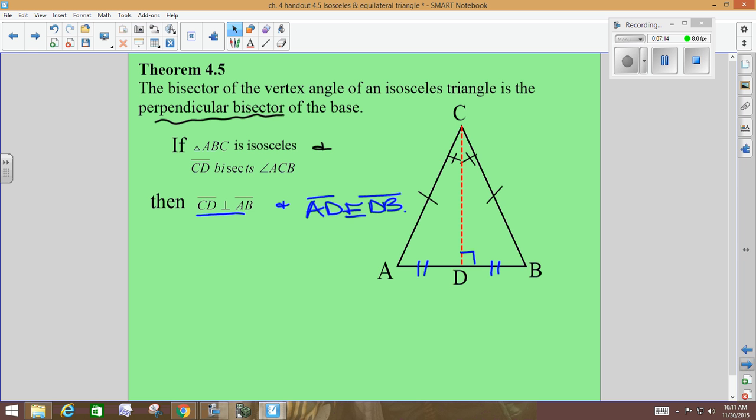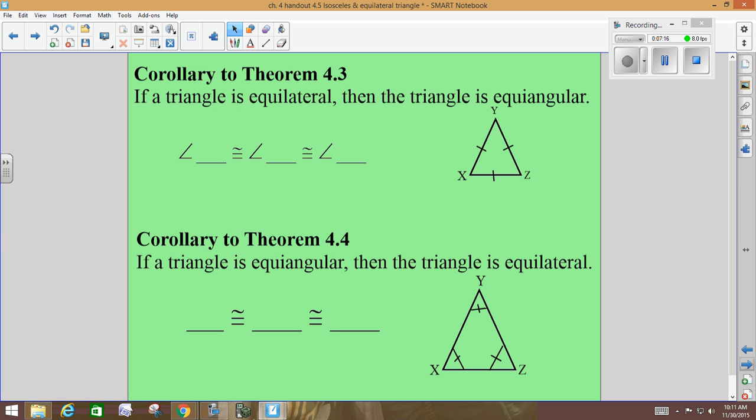The last two are called corollaries. A corollary is just a rule that comes from a theorem. So without the theorem, I wouldn't get this rule. This says it's a corollary to theorem 4.3, which is on the front side. And that theorem stated that if a triangle has 2 congruent sides, then it has 2 congruent angles.